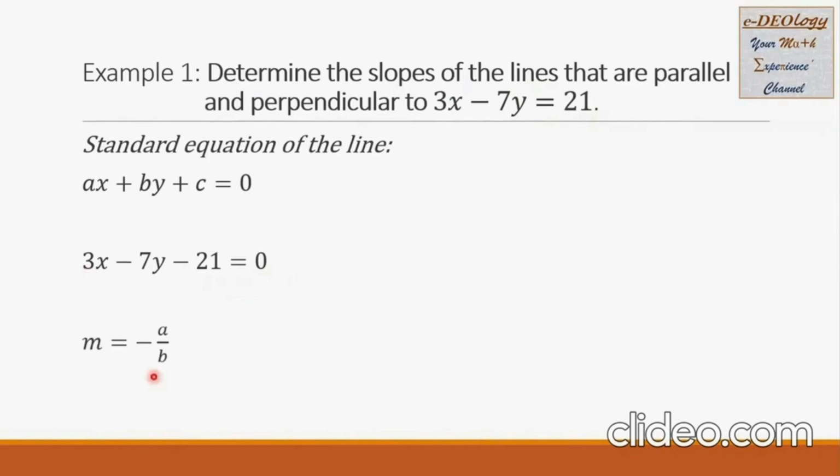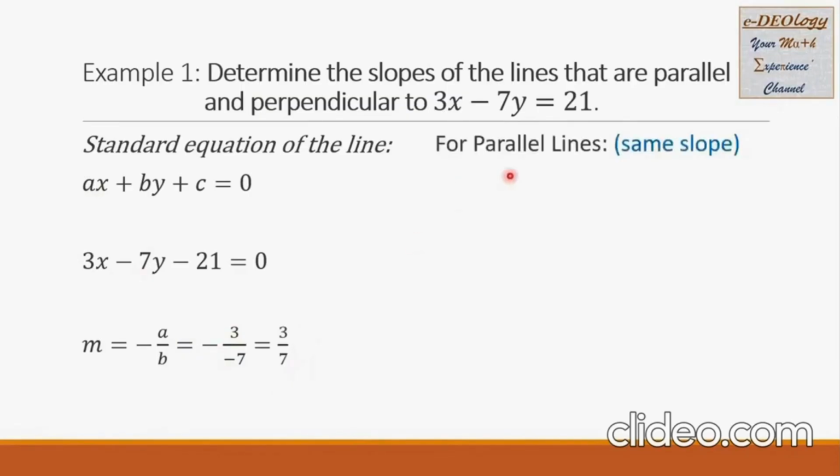Also, we studied about the slope, and the formula is m equals the negative of a over b. Take note, the a is the coefficient of x and the b is the coefficient of y. To compute for the slope, we will now change our a into 3 and the b into the negative 7. And we can simplify this further. The negative and negative becomes positive, and our answer now is 3 over 7.